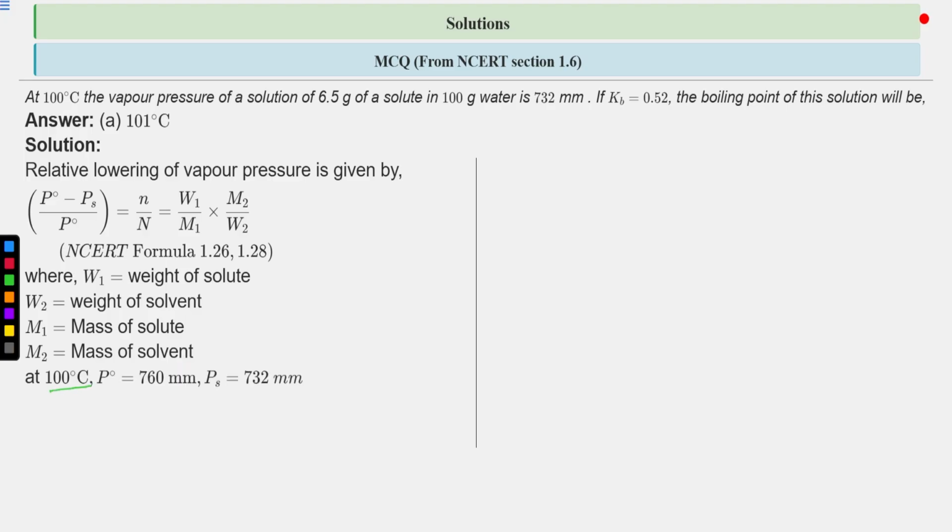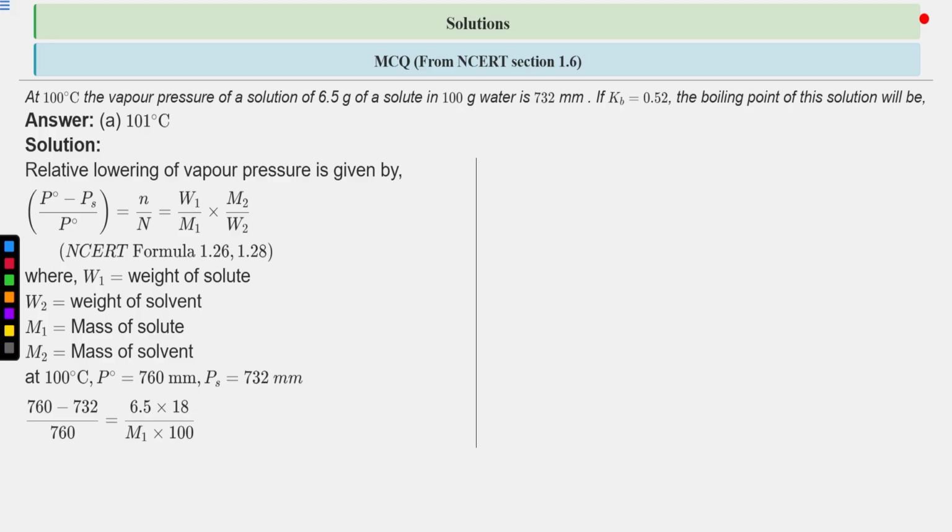Now at 100 degrees Celsius, which is the given temperature in our question, the P naught is 760 mm. It is already something you know about. So at 100 degrees Celsius, you will consider P naught to be 760 mm, and the total vapor pressure for the solution you will take as 732 mm, which is given in the question.